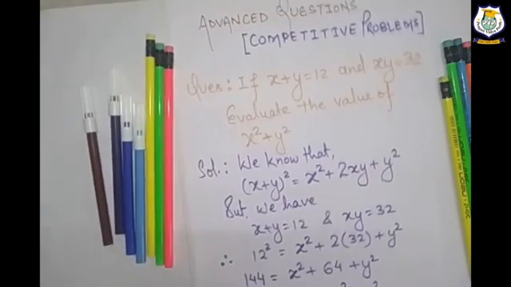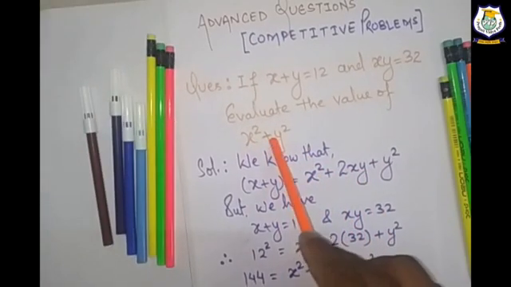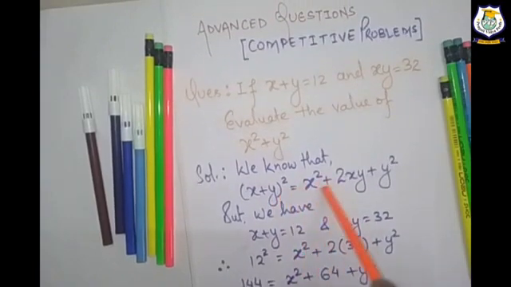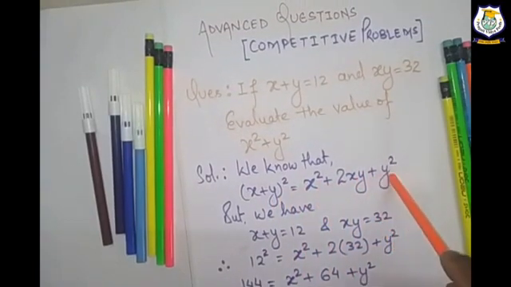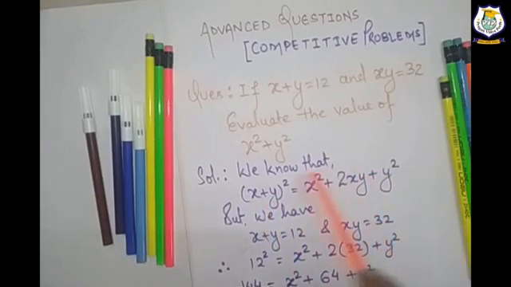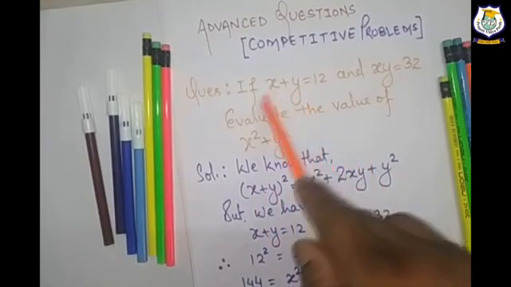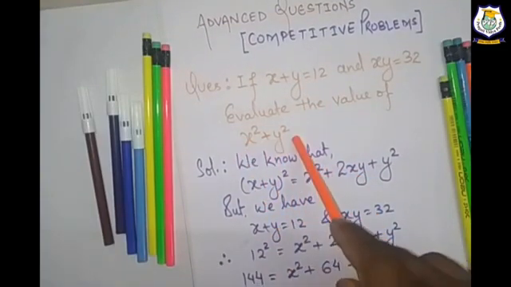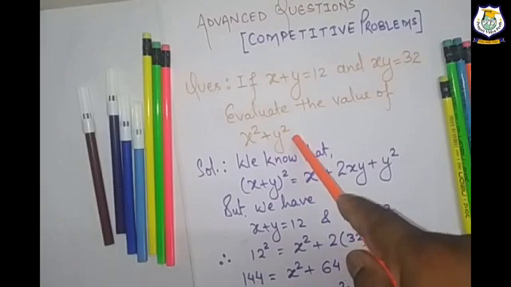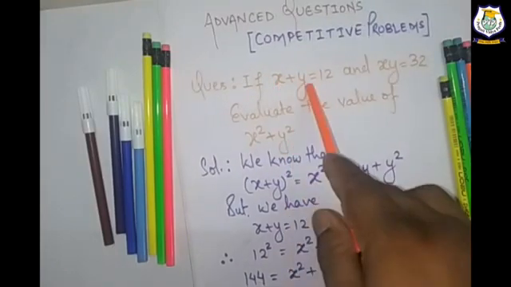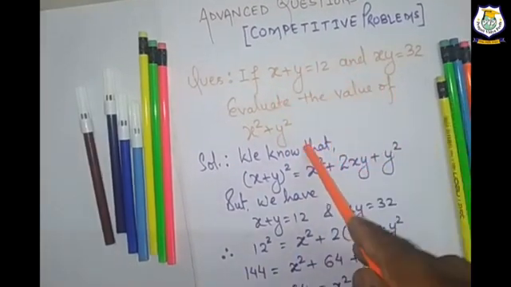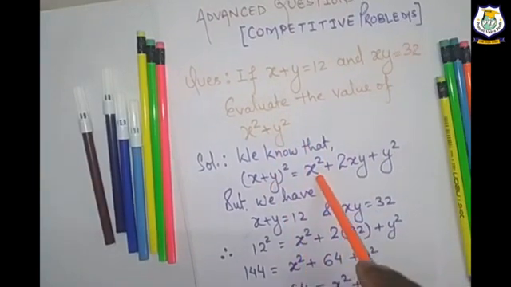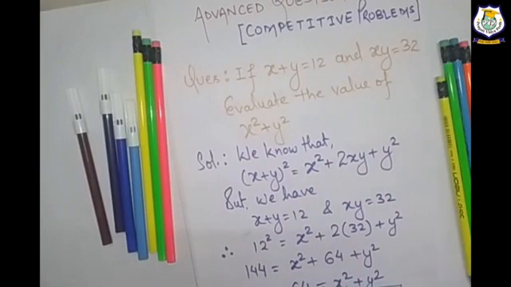Now, we know that the term x square plus y square comes under this formula, that is x plus y whole square equals x square plus 2xy plus y square. We are using this formula because we have the term x plus y. Because x square plus y square also comes in x minus y whole square, but we are given x plus y, that's why we are not using the minus formula. We are using x plus y whole square, which equals x square plus 2xy plus y square.